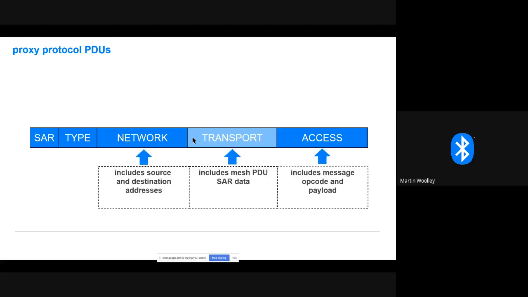The network part contains things like source and destination addresses. The transport part has more to do with segmentation and reassembly, but this is segmentation and reassembly of the mesh PDU rather than the proxy PDU. Now, what we're doing here is a form of encapsulation or tunneling, really. We've got protocols inside protocols. And the access layer at the end contains your actual message with an opcode that identifies its type and some fields that follow it, and they're all defined in the spec.